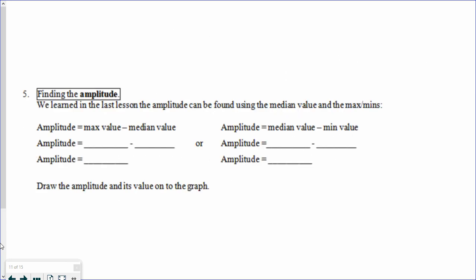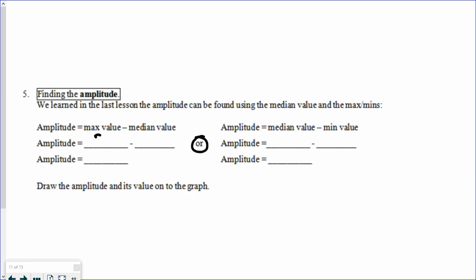Finding the amplitude. Oh, I guess I've done a little bit of this. So we learned in the last lesson, the amplitude can be found using the median value and the maximum and minimum. So amplitude is the max value, subtract the median value, or amplitude is the median value, subtract the minimum value. So we had to figure out what the median line was, but we did that in the previous question.